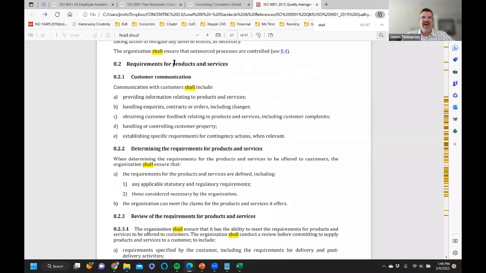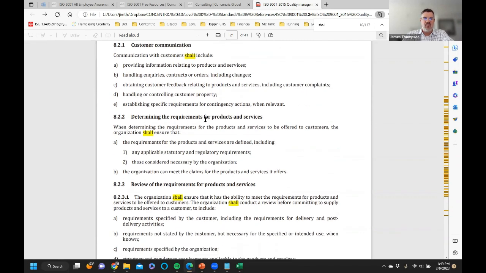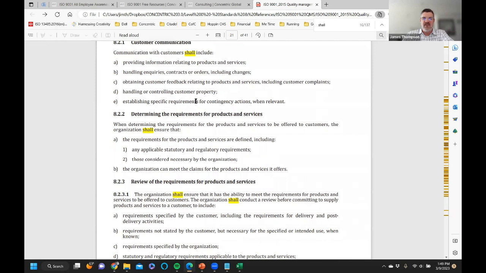8.2, this is where you're really gathering requirements. So communication with your customer shall include providing information related to products and services. How are they going to use these products? How are they going to use these services? Handling of any inquiries, contracts, or orders, including any changes. Obtaining customer feedback related to products and services, including complaints. Handling and controlling customer property, and establishing specific requirements for any contingency actions when relevant.